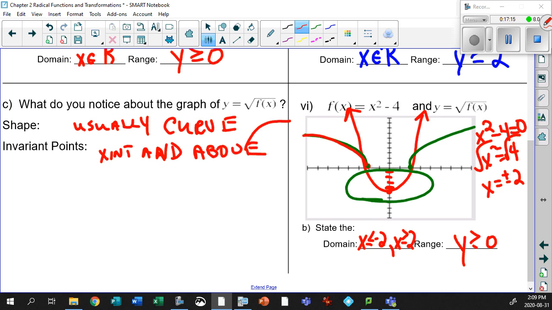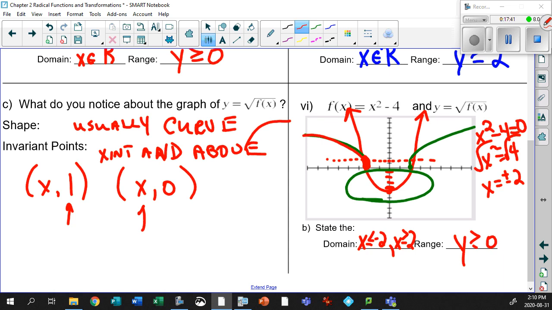Okay, perfect. You also notice it's got a couple of invariant points. The invariant points happen when y equals 0. So at x, comma 1, that's that value of 1 that we see where the graph is above the original, okay? And of course, at x an element of 0, this being our x-intercept. Those are two very, very common things that we see.